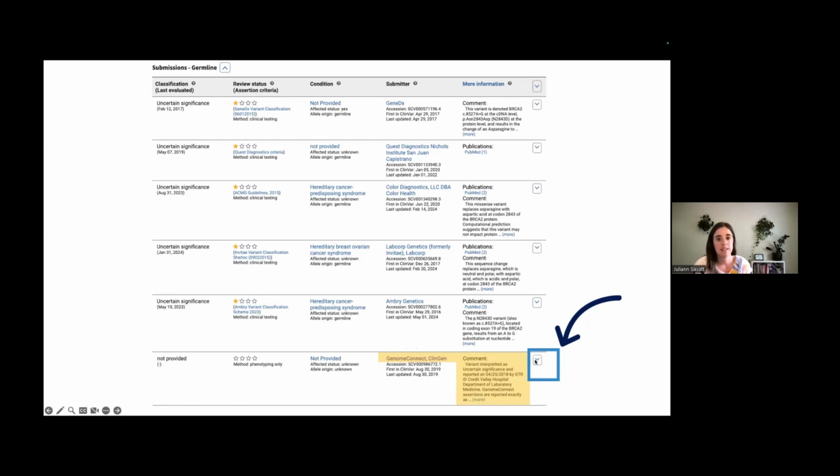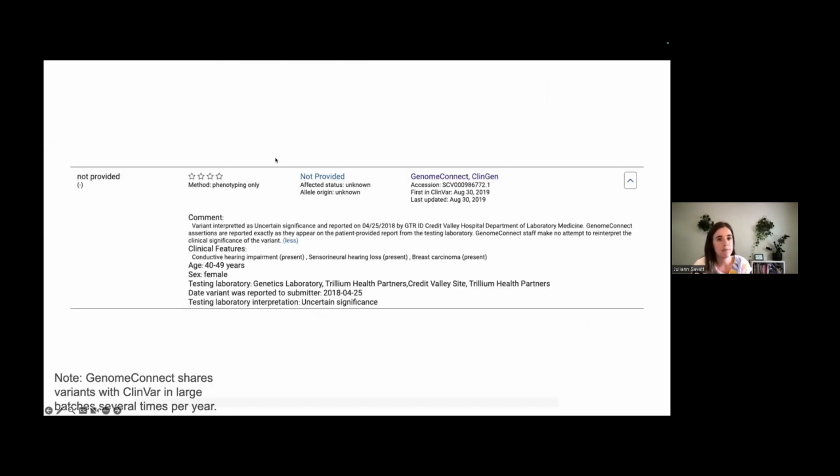So we can click in and see a few more details from there. You can see that this specific variant from our participant was classified as uncertain by the testing laboratory. We have the testing laboratory there, the day that it was classified, and then some health history information from the participant based on their health survey responses.